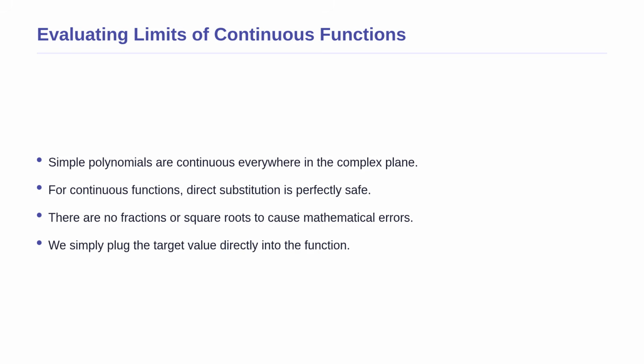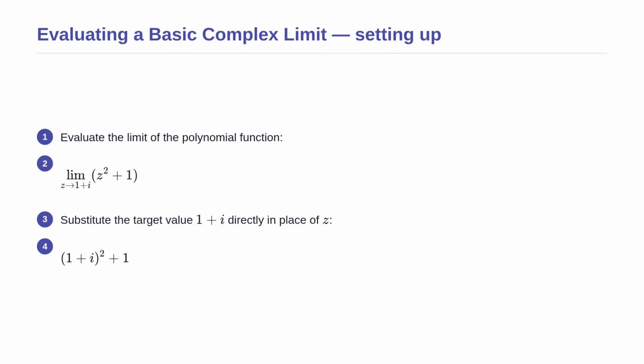For continuous functions, we can find the limit by simply substituting the target value directly into the function. Let us see this in action with a concrete example involving a complex polynomial. Here is our first example. We are asked to evaluate the limit of the polynomial function z squared plus 1 as z approaches the complex number 1 plus i. This is the initial setup of our problem.